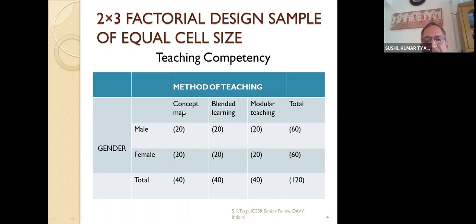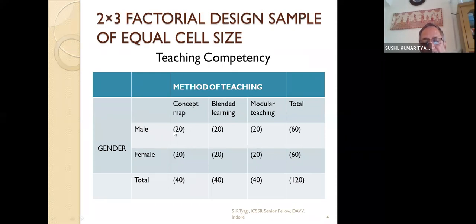We have this grid consisting of rows and columns. Rows consist of male and female. So one variable is gender, the other variable is method of teaching. Columns consist of methods of teaching. There are three methods of teaching: concept map, blended learning, and modular teaching. So in essence, there are 6 independent samples: concept map male, concept map female, blended learning male, blended learning female, modular teaching male, modular teaching female.